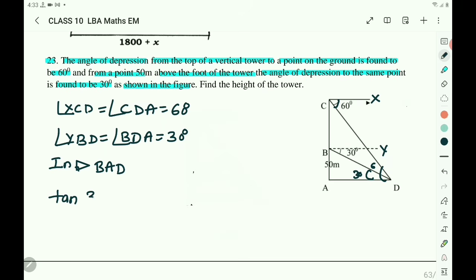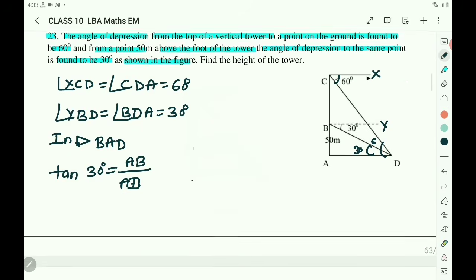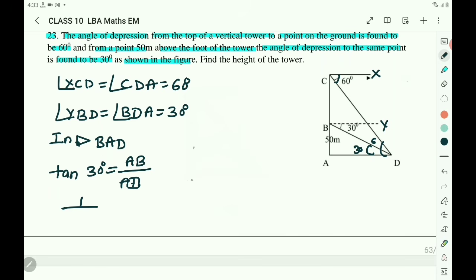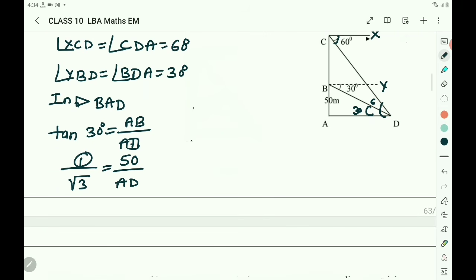tan 30 degree is equal to opposite side AB by adjacent side AD. AB by AD. Then what is the value of tan 30? Tan 30 is 1 by root 3 equals AB is how much? 50 by AD. Then you do the cross multiplication. 1 into AD is AD equals 50 into root 3, is 50 root 3 meter.